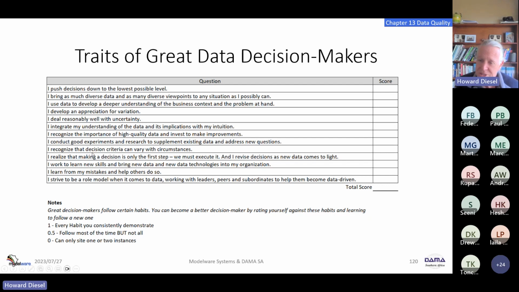Now, it's quite helpful when we go through this to say, well, what would we honestly score? And this is the scoring technique that's suggested. So you get a 1 for every habit that you consistently demonstrate. Okay, maybe once or twice you don't do it, but 99% of the time you're consistently demonstrating that. Then 0.5 is you follow it most of the time, but not all. So in some cases you didn't really delegate it, you don't understand the variation that's possible. And then the last one is to say, yeah, if you can only bring in 1 or 2 cases, then you get a 0, and you want to then bring in a total score.